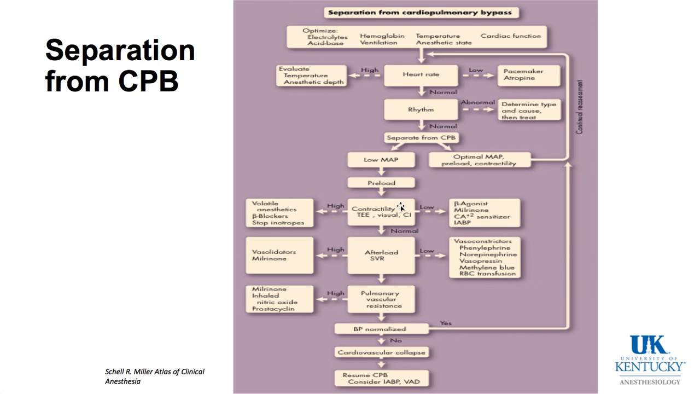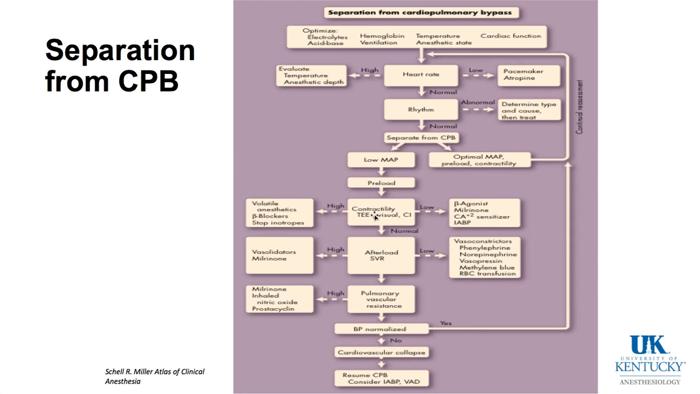If the contractility is low and your preload is adequate, then you've got to say, well, if the heart's filled adequately but the heart's not beating strongly, I better add a beta agonist, epinephrine, for example, a phosphodiesterase inhibitor like milrinone, or potentially put a balloon pump in.